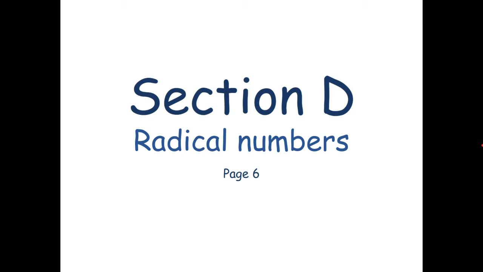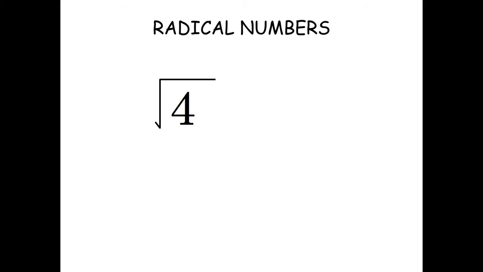Section D, radical numbers, page 6 in the worksheet. We're going to talk about radical numbers here. So this is a radical 4. Radical numbers have this check symbol right here. That's called a radical symbol. The number inside of the radical symbol is called a radicand.